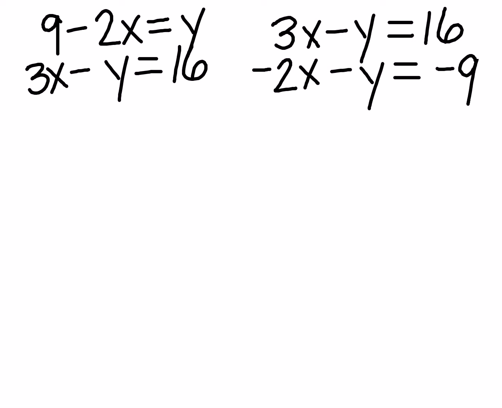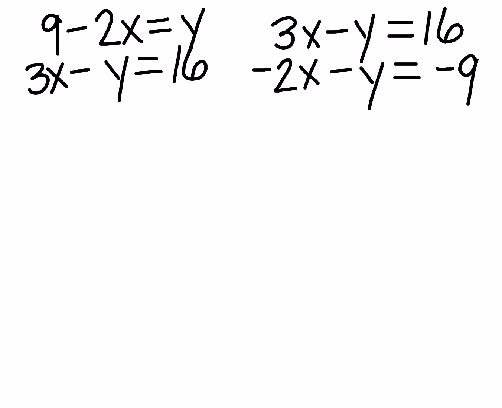I can't eliminate my x's, and this time I can't even eliminate my y's because negative y minus y is negative 2y, not 0. Thinking back to the previous examples, what must I do to make the y's go to 0? I need to change my signs. If I multiply either the first equation or the second equation, if I change all the signs on one of those equations, then I will have a positive y.